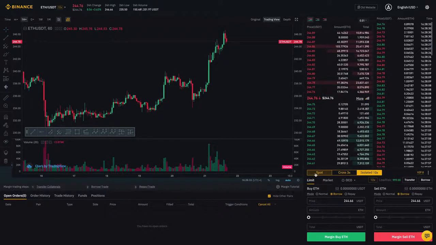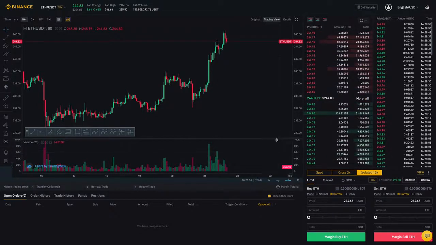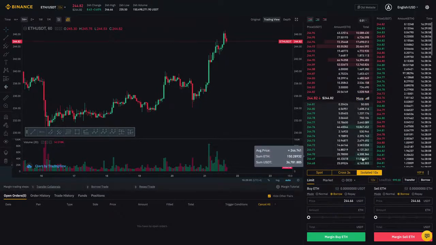Isolated and cross are exactly the same, but I have to put money specifically in the isolated account. So you'll have a spot account, your cross account, and your isolated. And the way the risk is calculated, if you're margin trading or borrowing, is different between cross and isolated, which makes sense because for isolated, it's just Ethereum's price where they calculate your risk. Cross is across all the cryptos, and that could very well change. So that's pretty much how you can use Binance's interface right here.